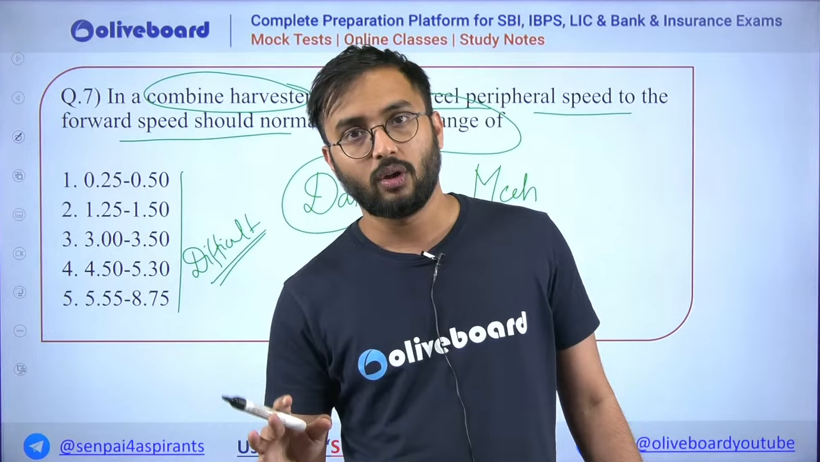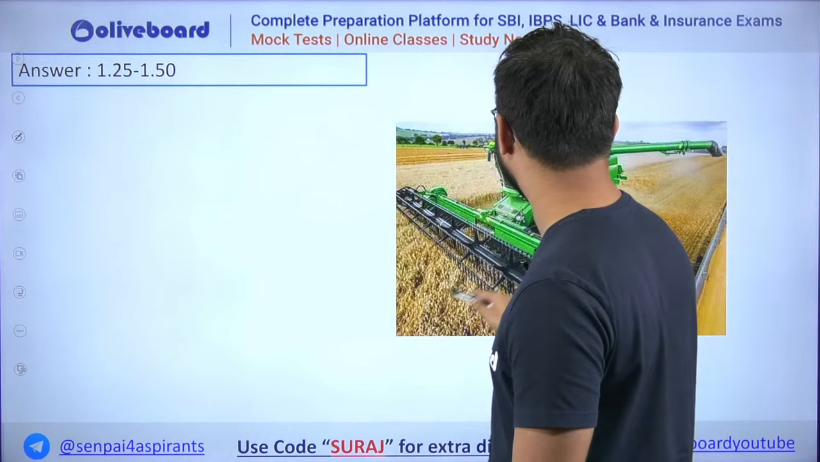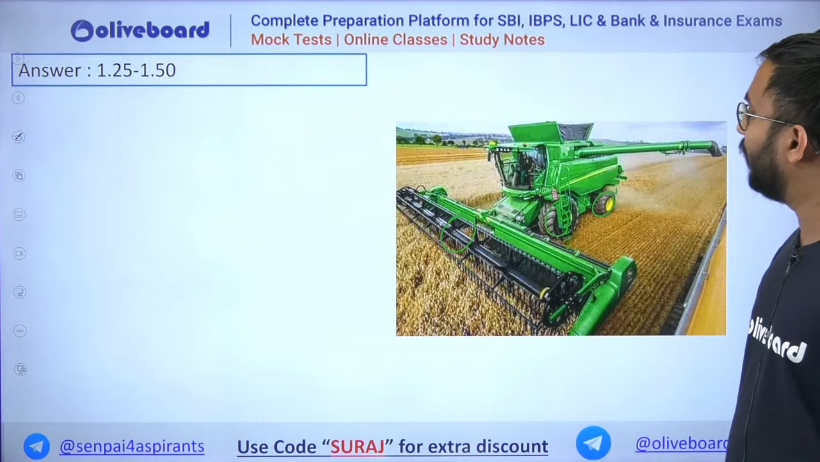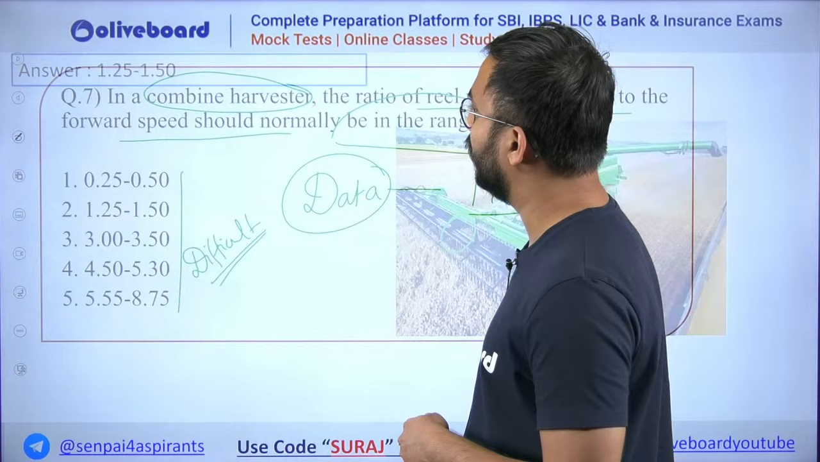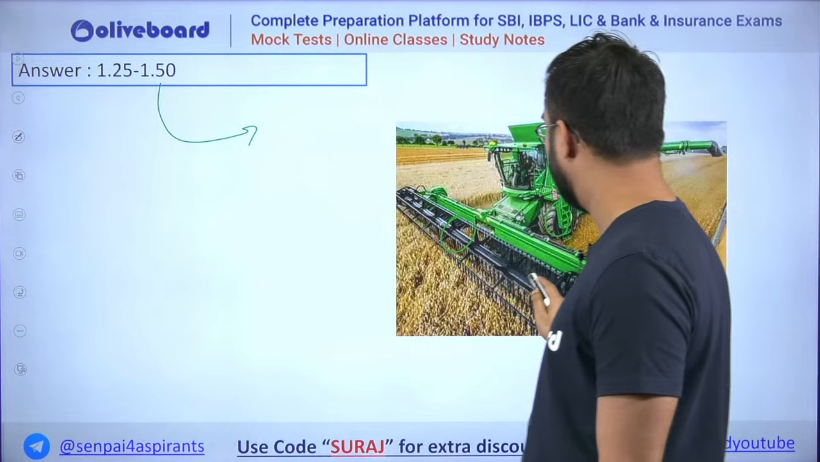The answer here is 1.25 to 1.50. So, this is your reel peripheral speed divided by your combine harvester speed. When you compare the speeds of the harvester and your rotator, that's where the ratio comes, 1.25 to 1.50. This gives you a good amount of harvesting of the crops. Okay, everybody got it? Let's move forward.